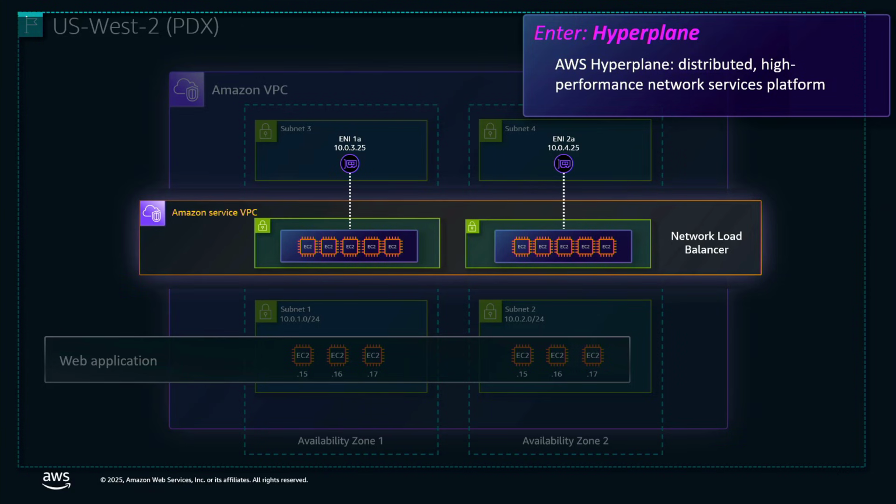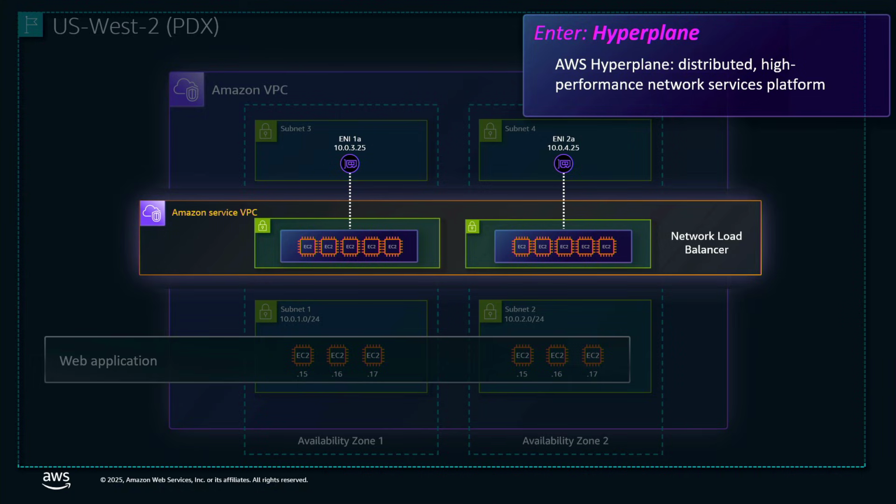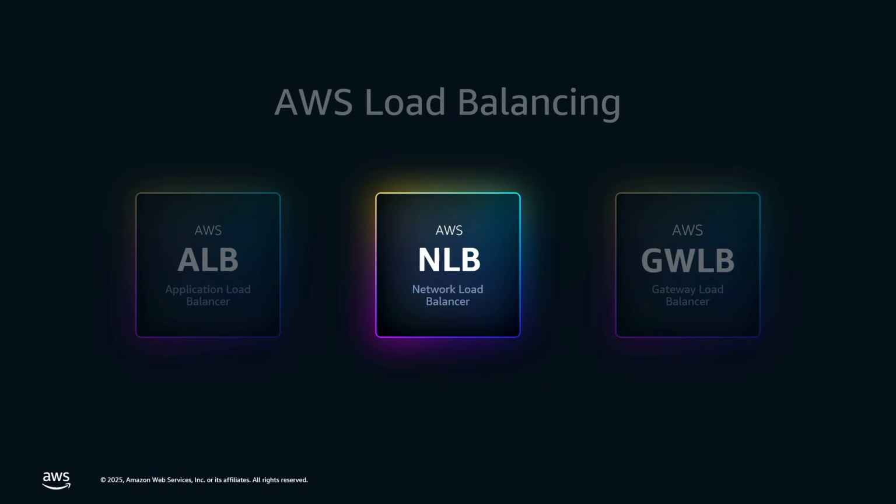So Hyperplane is basically an umbrella term for many services that operate within that space, but it's a massively scalable infrastructure that is just presented to you as one ENI per availability zone. Pretty amazing. So we can scale up and scale down, and you see no change there.